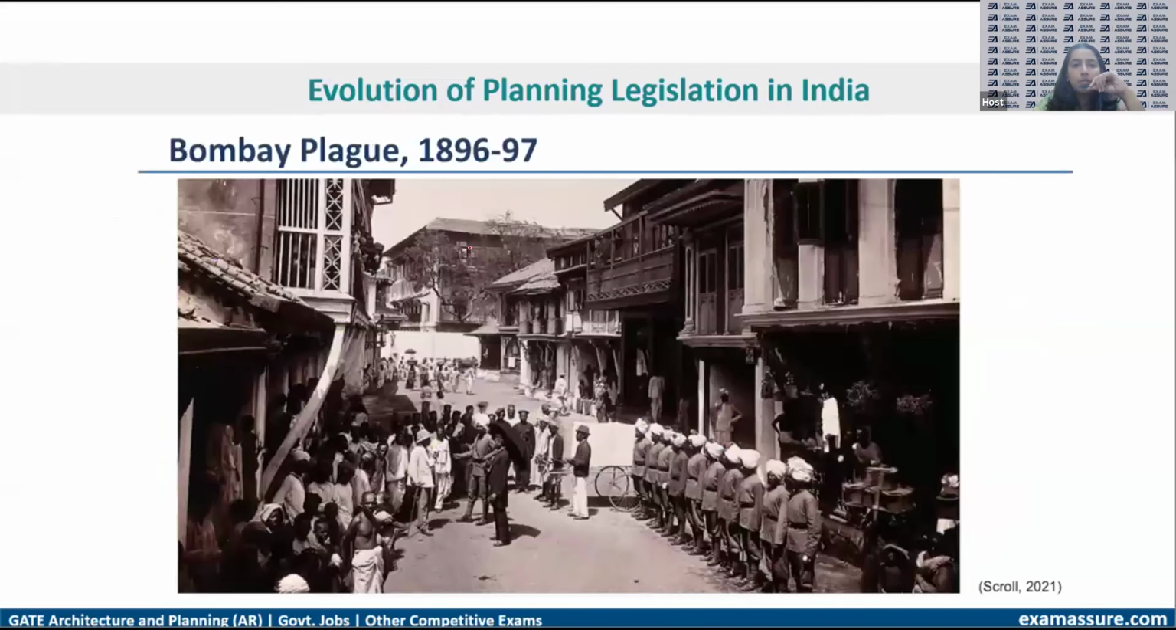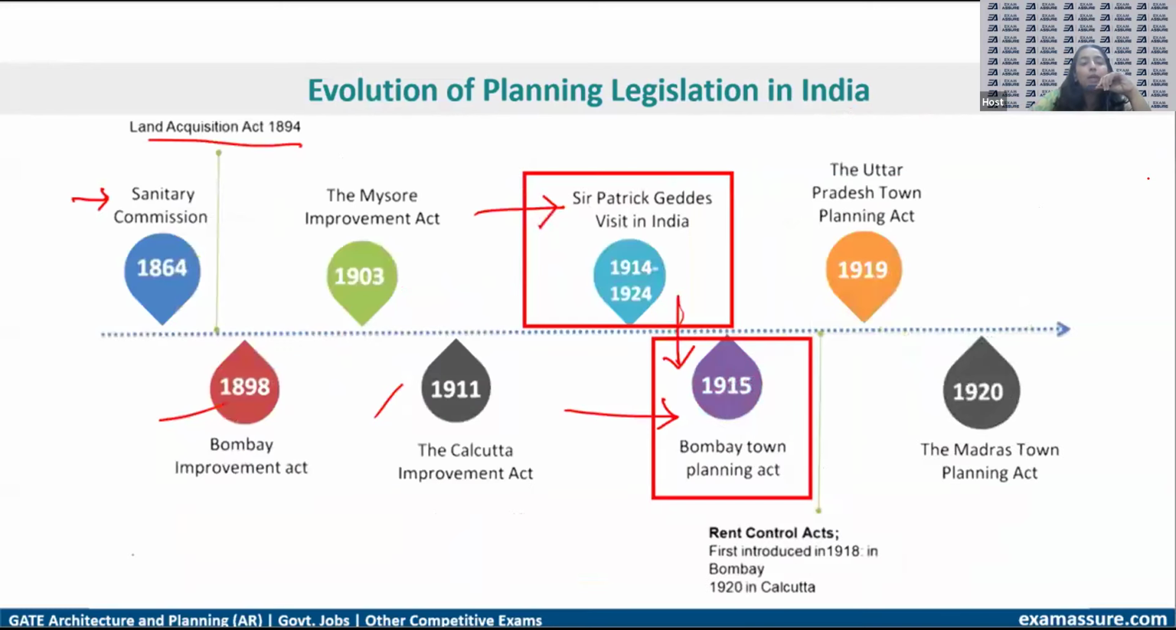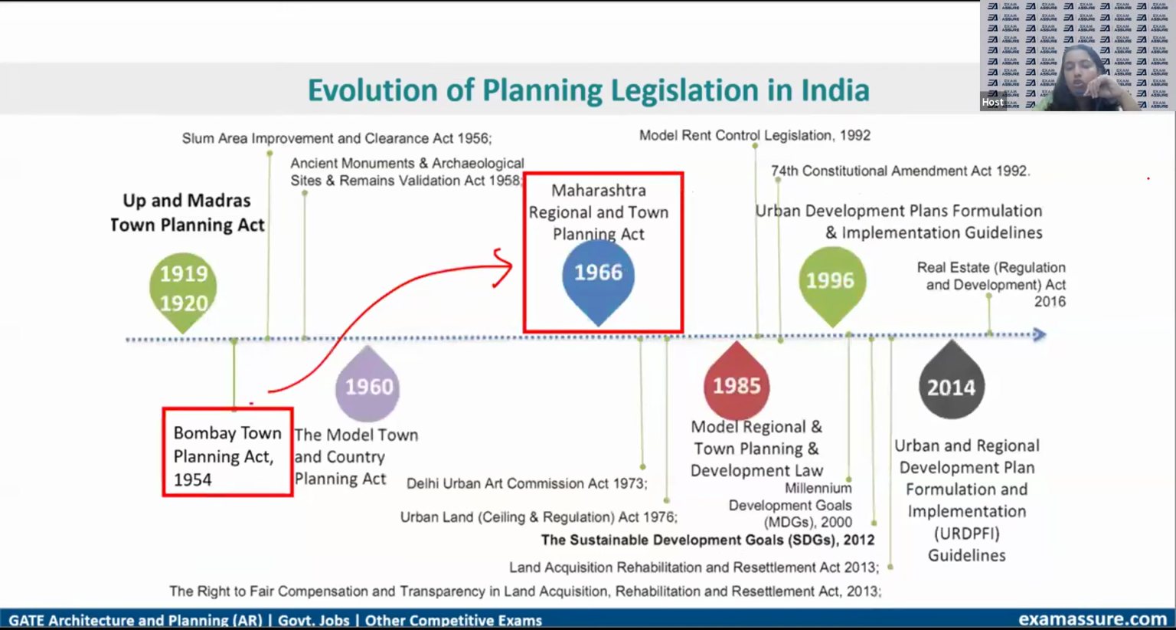So, if you see in this period of 1896-97, the Bombay plague, the outbreak of this led to many deaths, etc., which led to the formation of your city improvement trusts. What we had discussed here, right? The Bombay Improvement Act was focusing more on the sanitary conditions, like the sanitary commission, and very little on the infrastructure.